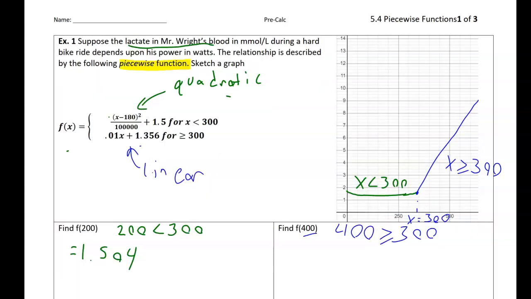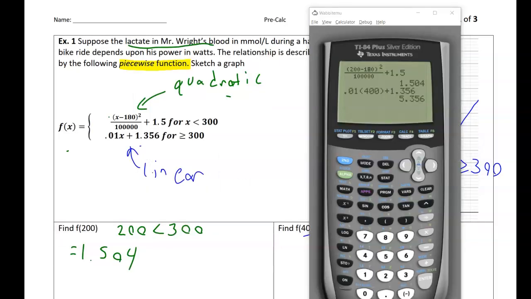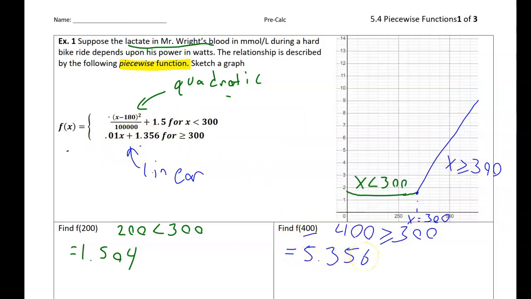F of 400, notice what I did differently, right? So I've plugged in 400 for x here, but I plugged it into the linear piece, right? And that makes sense because 400 is bigger than 300 at 5.35. So that's how we work with this notation.